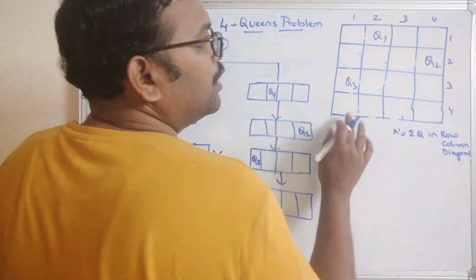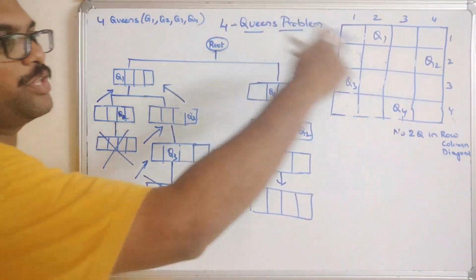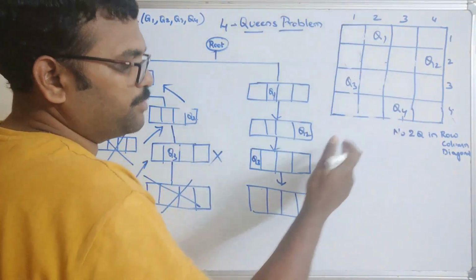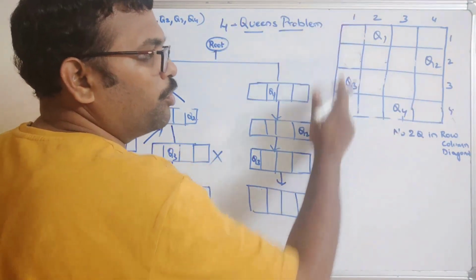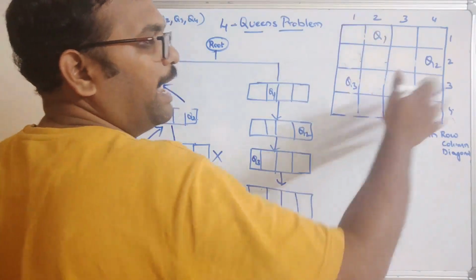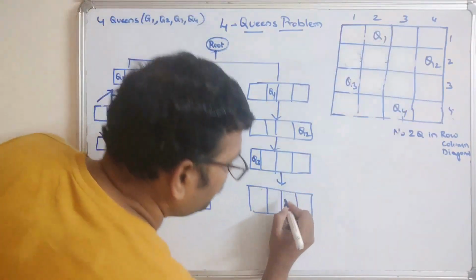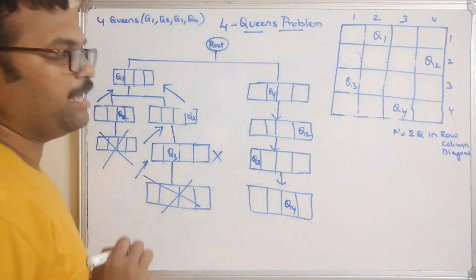Now Q4. So only one option. If you place Q4, is there any problem here? So there is no problem. You can observe no two queens fall in the same row or same column, or in the diagonal. So there is no attacking mode here. So Q4 can be placed in 3 safely, without any attacking mode.